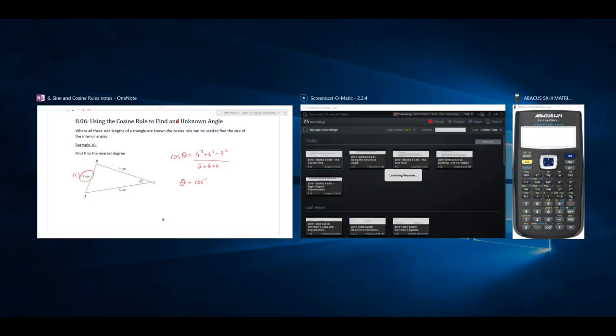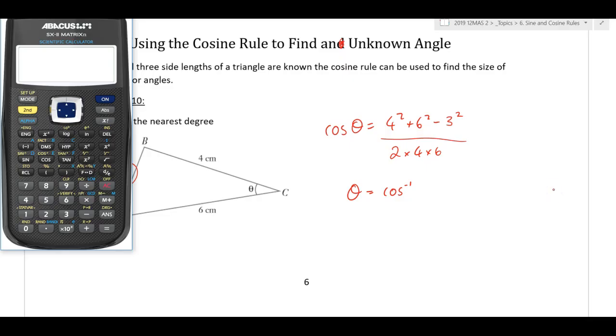Right, thank you calculator. Here we go. So, 4 squared plus 6 squared minus 3 squared equals this. And I divide that by 2 by 4 by 6. Be careful how you type that in. Right, I've got this. You might want to type it all in. Just a little bit of calculator work here. Maybe you want to write the fraction.